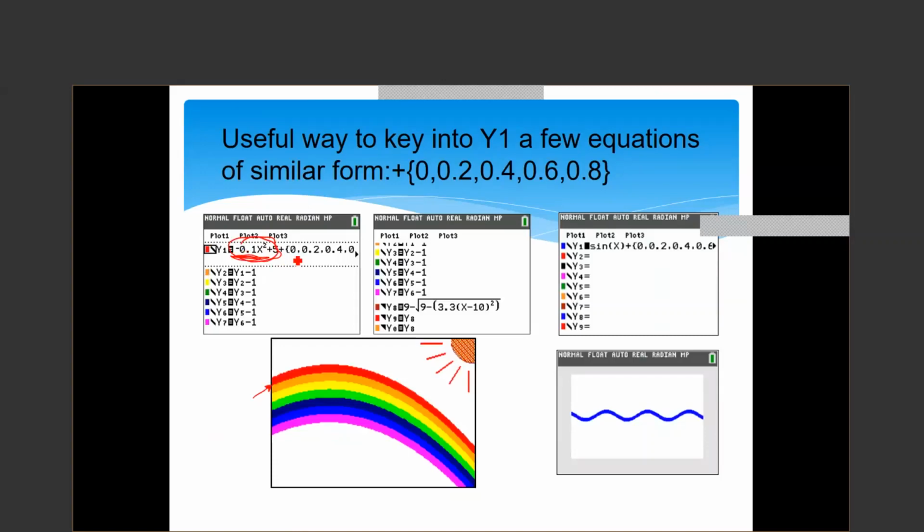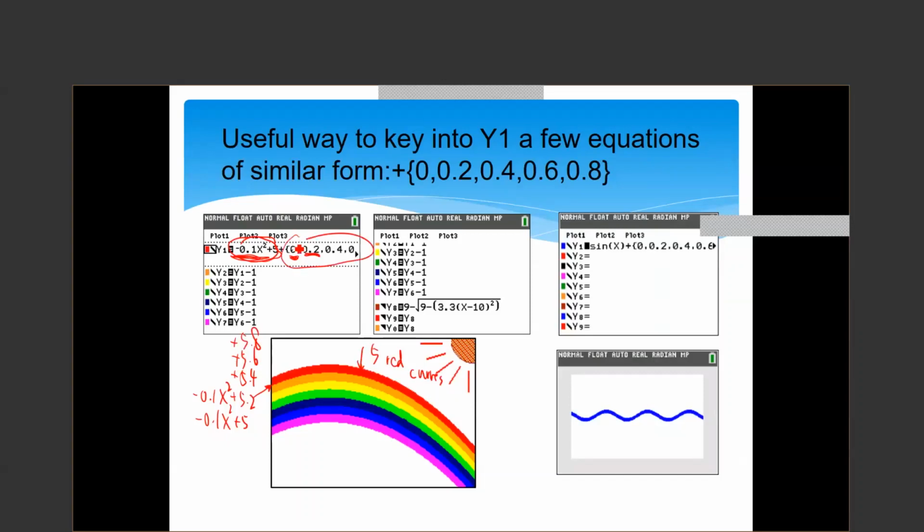So what I did was plus 0 means the first curve. My first curve is negative 0.1 x squared plus 5. My second curve is negative 0.1 x squared plus 5.2. The next one is 5.4. The next one is 5.6. And the last one is 5.8. So in fact, there are 5 rainbow curves here, so that I can create the thickness.